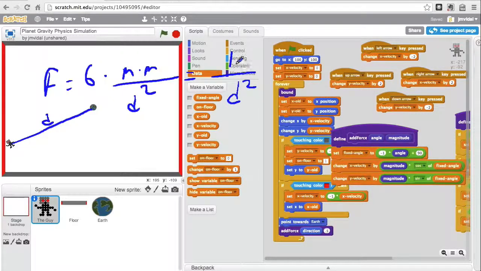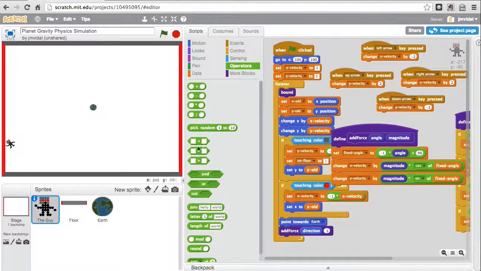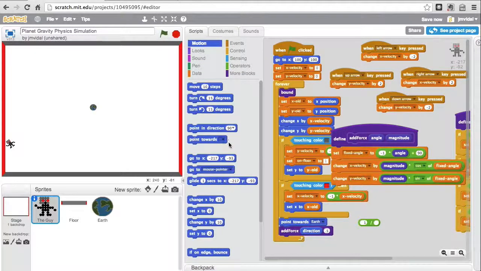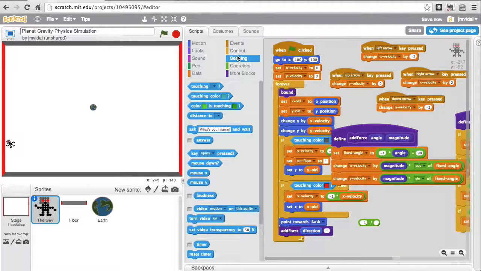So this number should be 1 over the distance squared if this were to be a real simulation. So let's try to do that. All we have to do is change this 0.5 to be math operators. We need division. It's going to be 1 divided by the distance to the Earth, luckily we have that, right? Where is it? Move, turn, point. There it is, distance to the Earth.